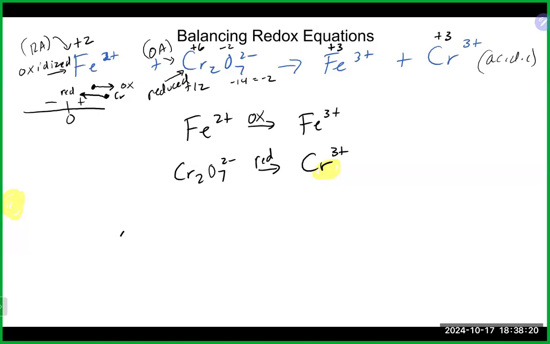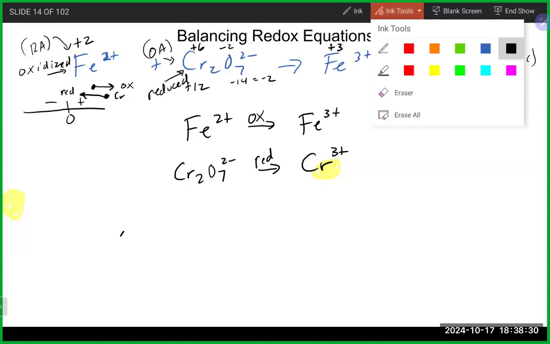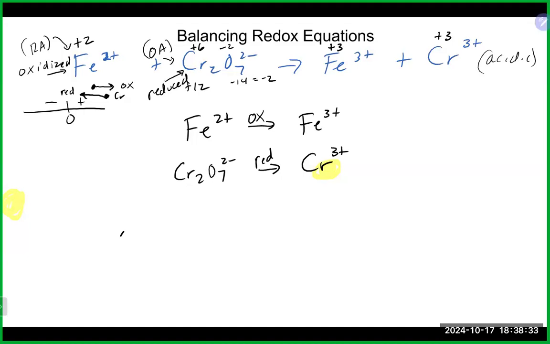The next thing we want to do after we split it off is balance all the elements except for hydrogen and oxygen. When we look at the iron on the left, we have one iron, and on the right, we have one. They have different charges, but there's just one iron there. When we look at the second half reaction, there are two chromiums on the left. And how many on the right? Just one. So just like a normal equation, we need to balance it with a 2 in front of it. Any questions on that?